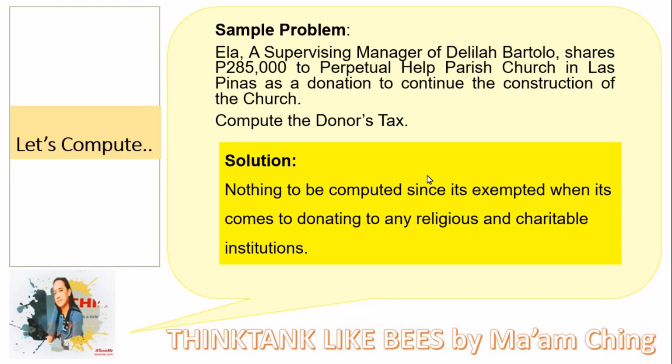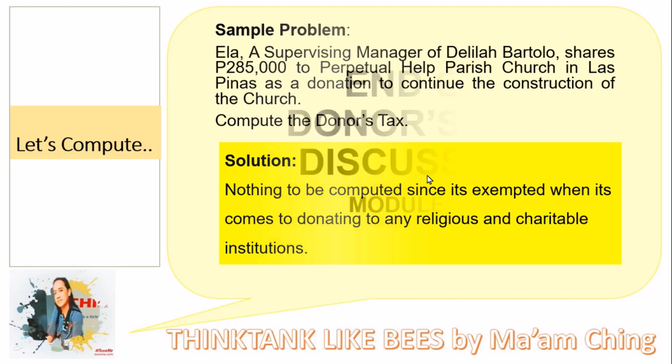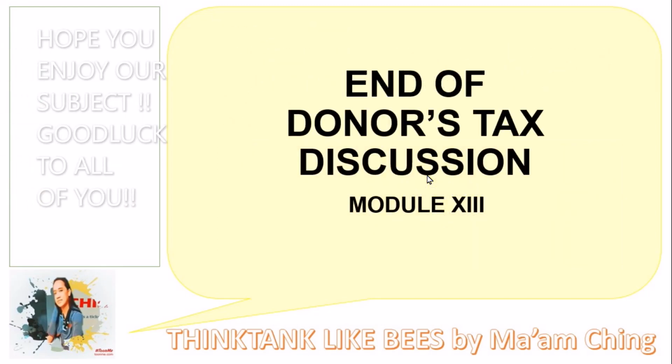Okay, so let's compute the second example. Ella, a supervising manager of Delilah Bartolo, shares 285,000 to Perpetual Help Parish Church in Las Piñas as a donation to continue the construction of the church. Compute the donor's tax. Solution: nothing to be computed, since it is exempted when it comes to donating to any religious and charitable institution. So this is the end of our lesson.